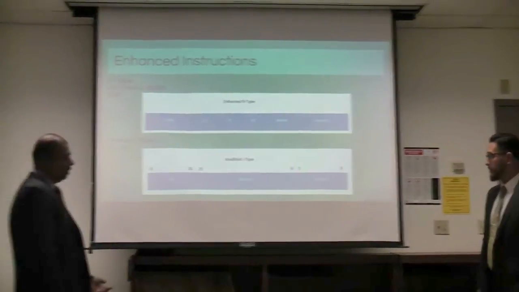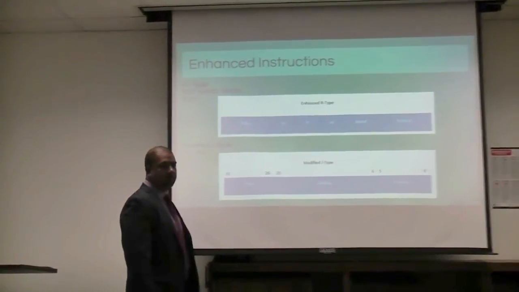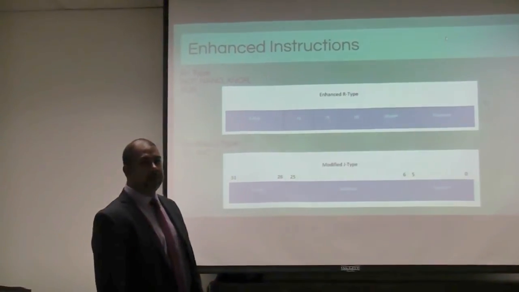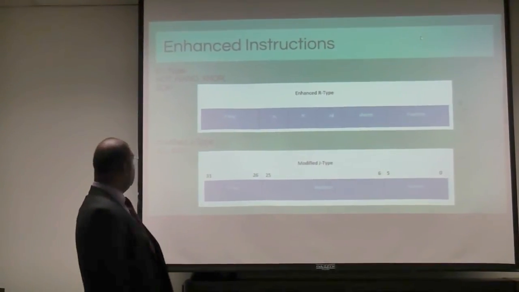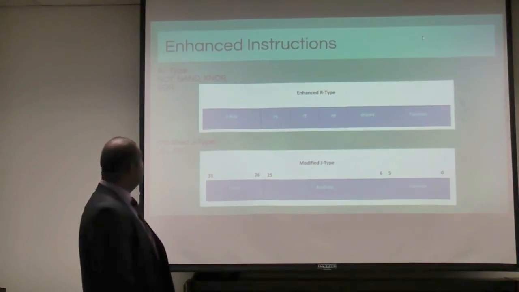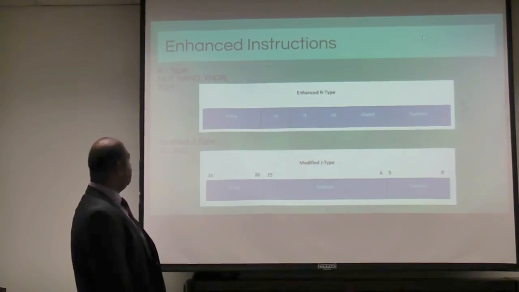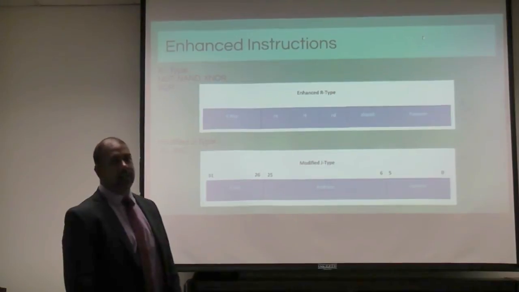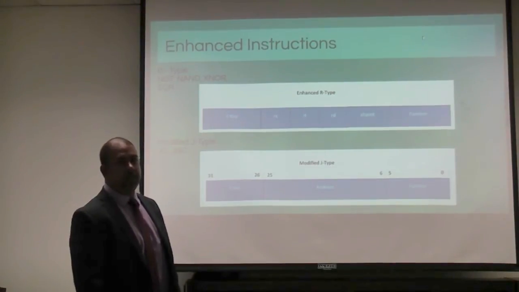Okay, so all we really did was create a few more R-types that are not native to MIPS. We'll talk in more detail on what they are. We have the NOT, the NAND, the XNOR, and the square, which I thought would be kind of cool. And then for the J-type, there is the jump on carry and jump on not carry, which was not native in the instruction set.